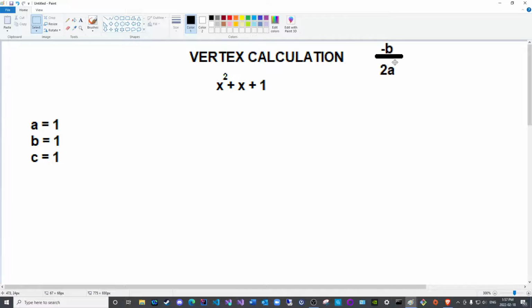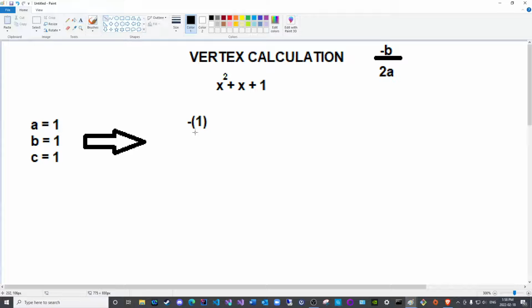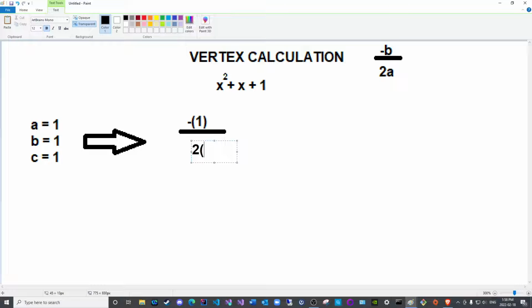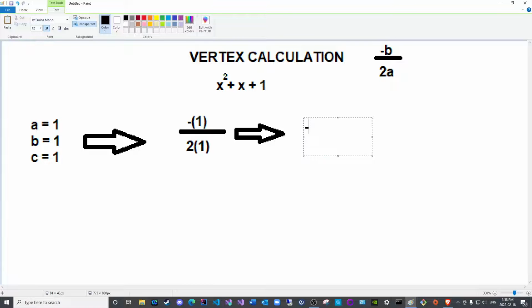Let me take this and place it here. Now let us implement this on this equation. What is b in this scenario? b is 1. So we have minus 1 over 2 multiplied by a, which is also 1. This will equal minus 1 over 2.